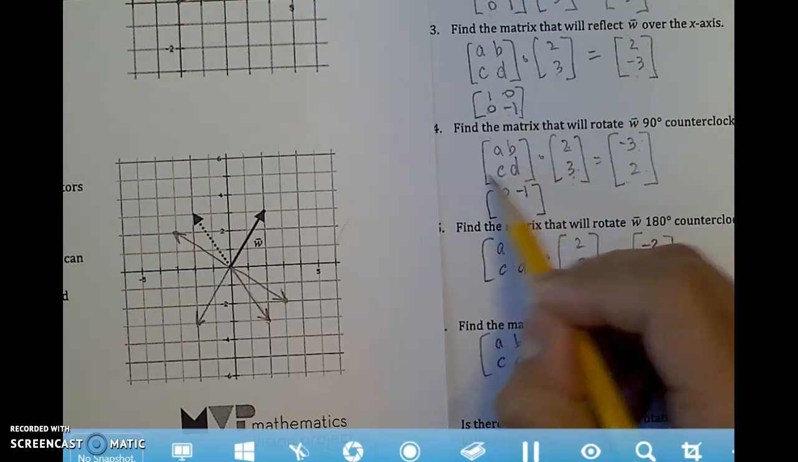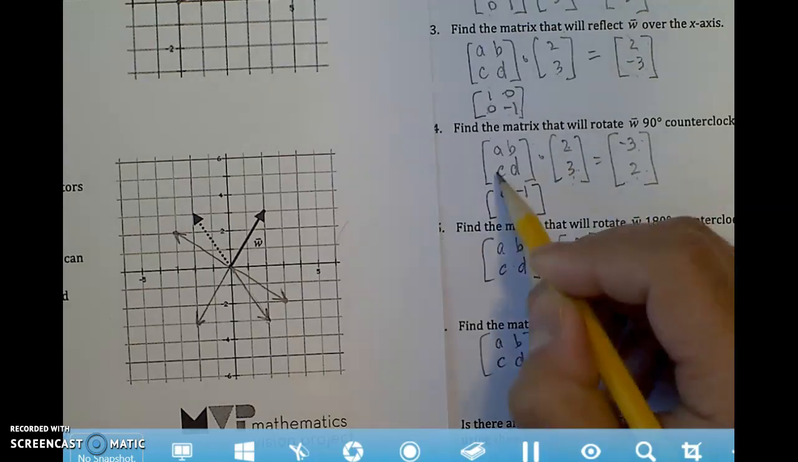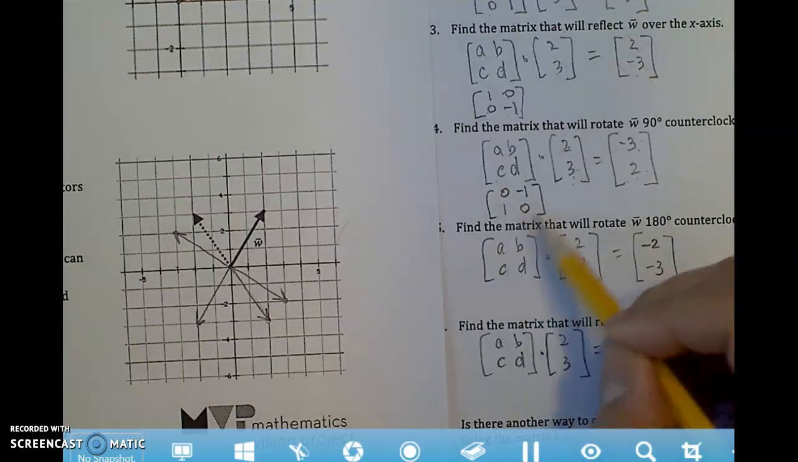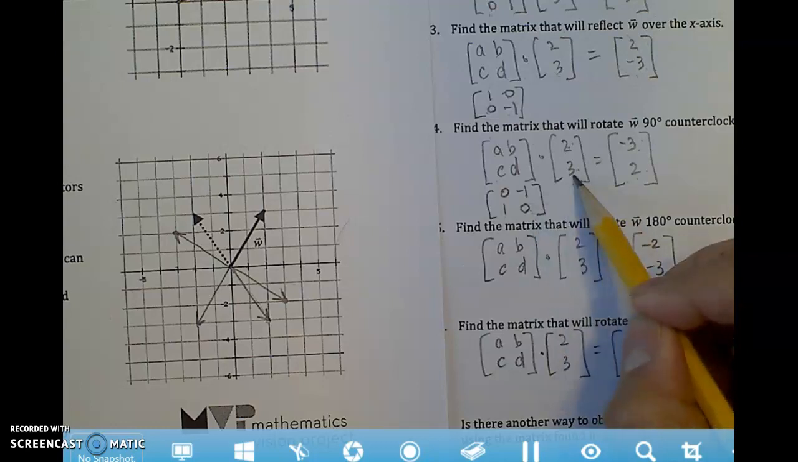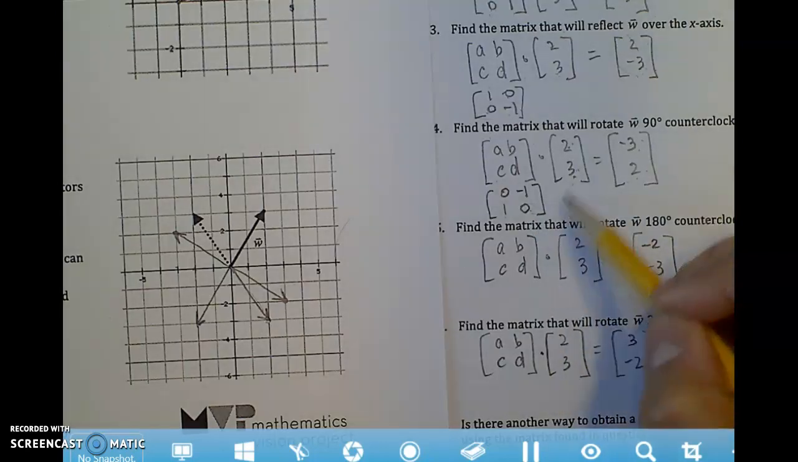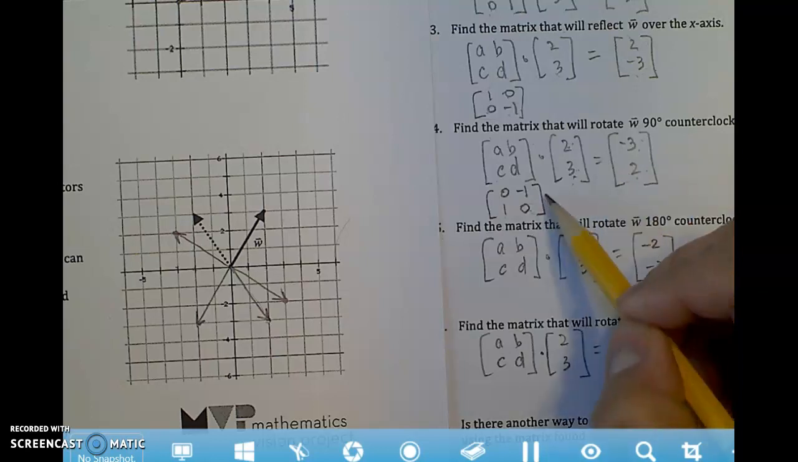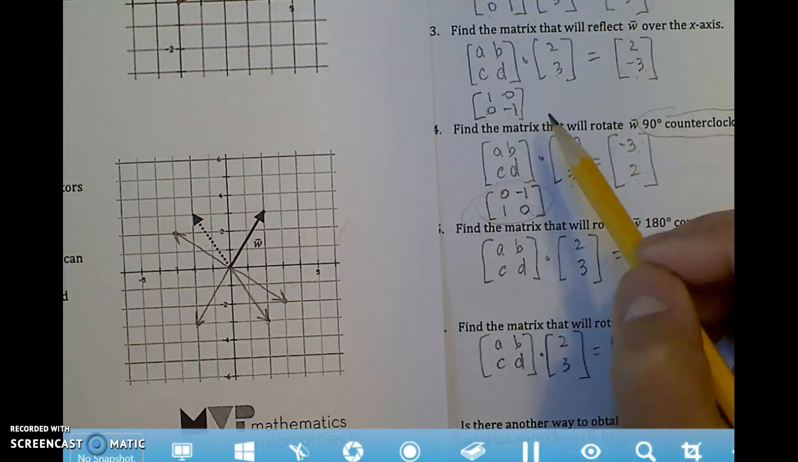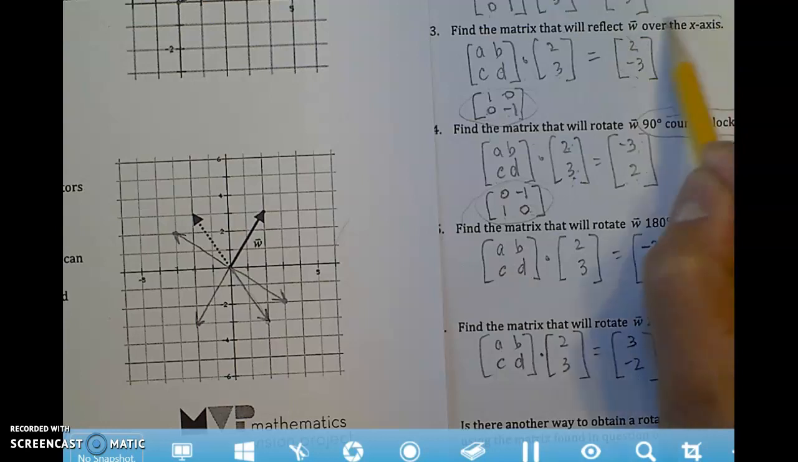Second row by column, I need it to be a positive 2. So my C value, I'm going to make 1, and my D value, I'm going to make 0. When I do row times column, 1 times 2 is 2, 0 times 3 is 0, and 2 plus 0 is 2. So here's the matrix that's going to get me my 90 degrees counterclockwise. Again, this was the matrix up here that helped me do a reflection over the x-axis.